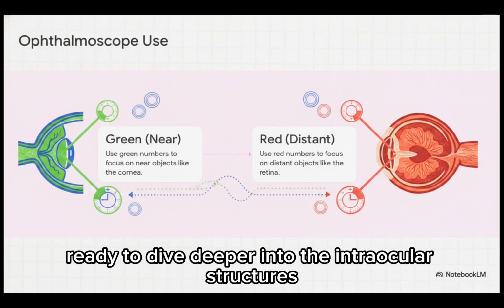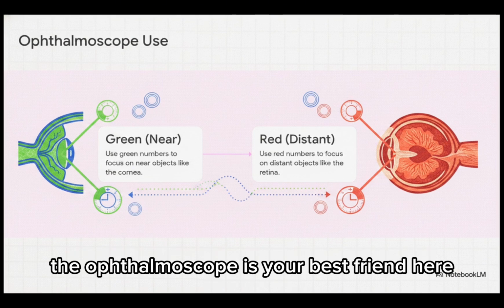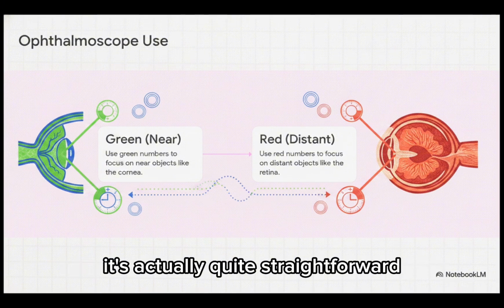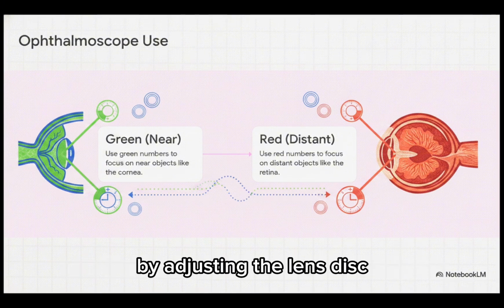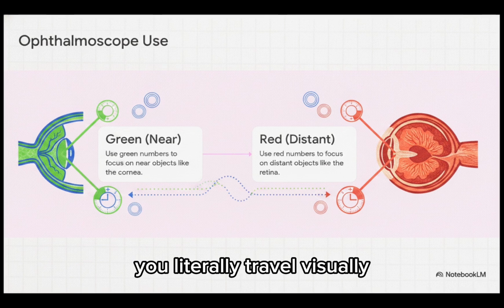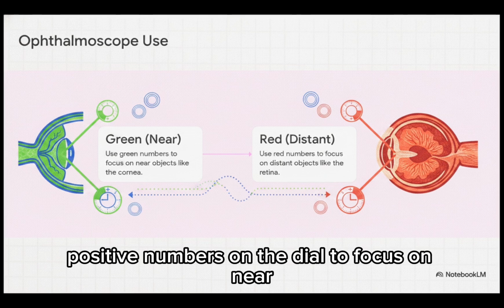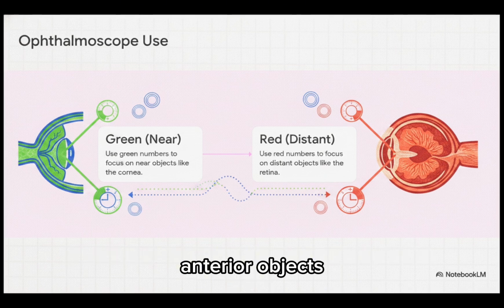Okay, ready to dive deeper into the intraocular structures. The ophthalmoscope is your best friend here. Now, don't let all those dials intimidate you. It's actually quite straightforward once you get the hang of it. By adjusting the lens disc, you literally travel visually through the depth of the eye. You use the green, positive numbers on the dial to focus on near, anterior objects, like if you're looking for clouding on the cornea or the lens.